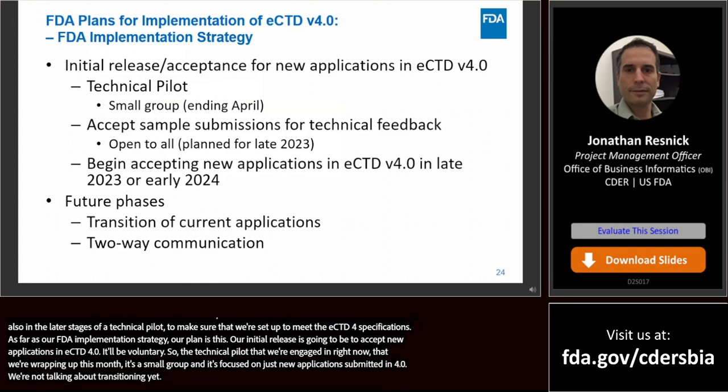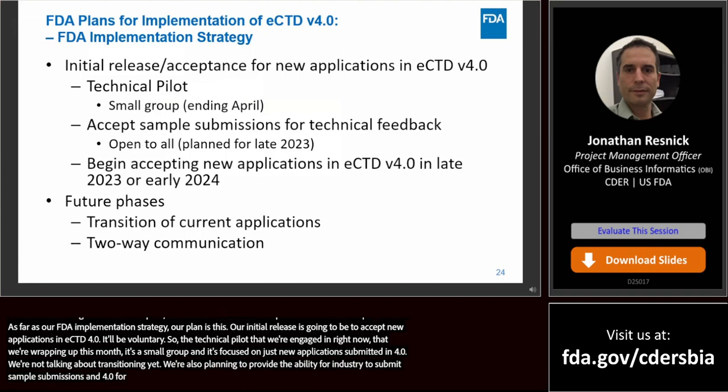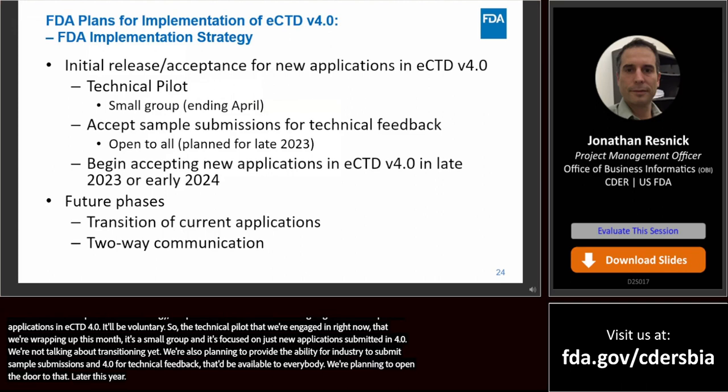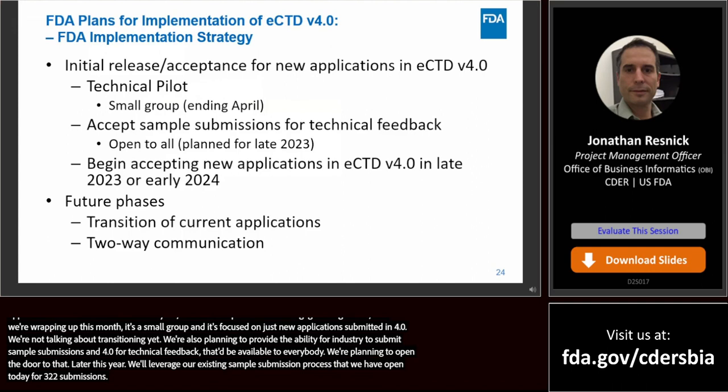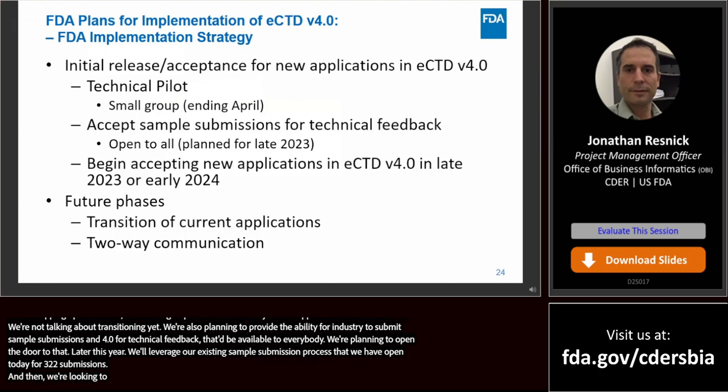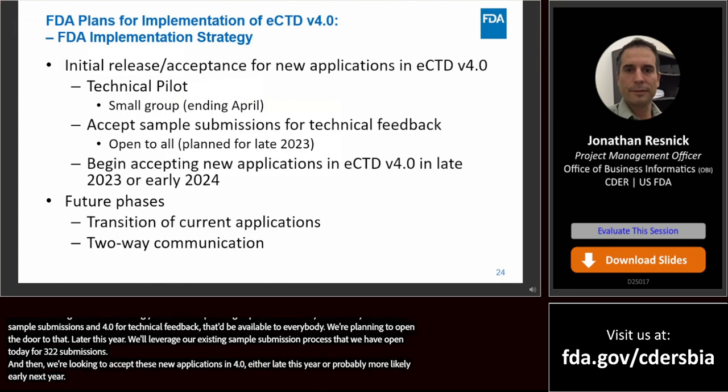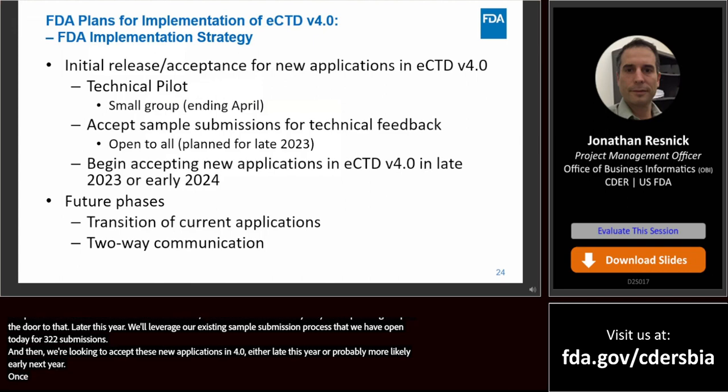We're also planning to provide the ability for industry to submit sample submissions in 4.0 for technical feedback. That would be available to everybody. We're planning to open the door to that later this year. We'll leverage our existing sample submission process that we have open today for 322 submissions. And then we're looking to accept these new applications in 4.0 either late this year or probably more likely early next year. Once we are accepting 4.0 submissions for new application types, we want to make sure everything is stable.